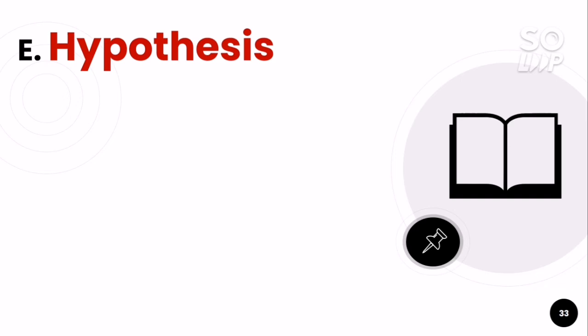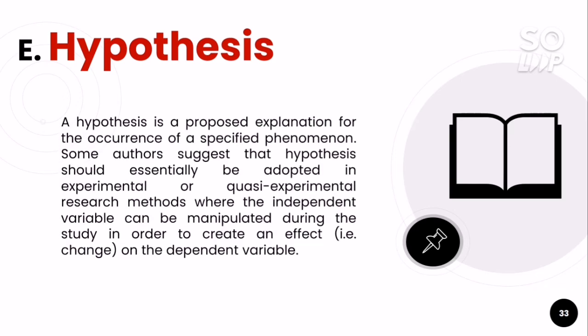Next, we have the hypothesis. A hypothesis is a proposed explanation for the occurrence of a specified phenomenon. Some authors suggest that hypotheses should essentially be adopted in experimental or quasi-experimental research methods where the independent variable can be manipulated during the study in order to create an effect on the dependent variable.